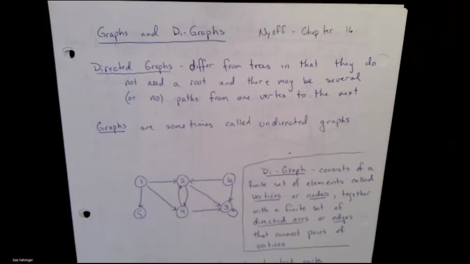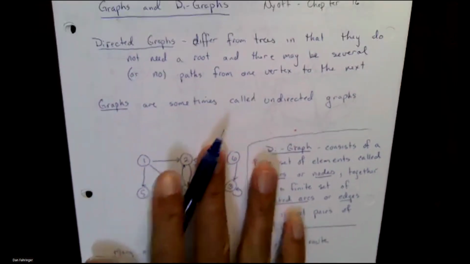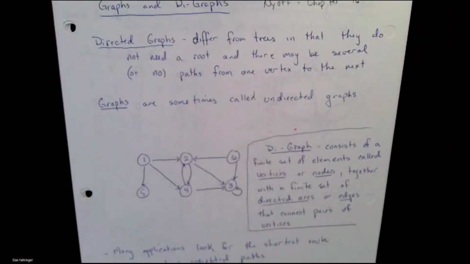NIOF book, chapter 16. We're taking a look at graphs. This is still coming off that idea of a tree, binary tree. Some of them were search trees, or a digraph. Okay, and that's one, the di is going to be short for directed. So the first one you see here is a directed graph.